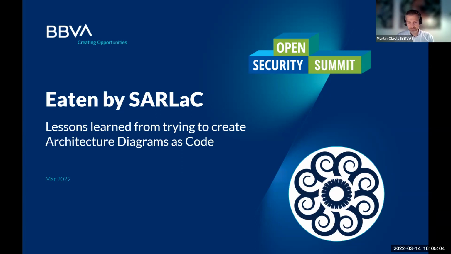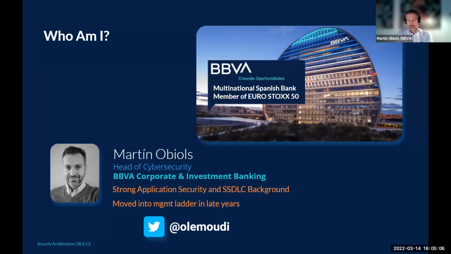So yeah, let's start. So who am I? Probably you don't know me, most of you. I'm Martin Obiols. I work for BBVA. It's a Spanish bank with a presence in more than 12 countries. I specialize in application security and software security development lifecycle. But you know, in late years I just moved into the management ladder, so probably I'm not as strong in that regard anymore. I just believe I do. I'm actually pretty active on Twitter, so there's my handle.